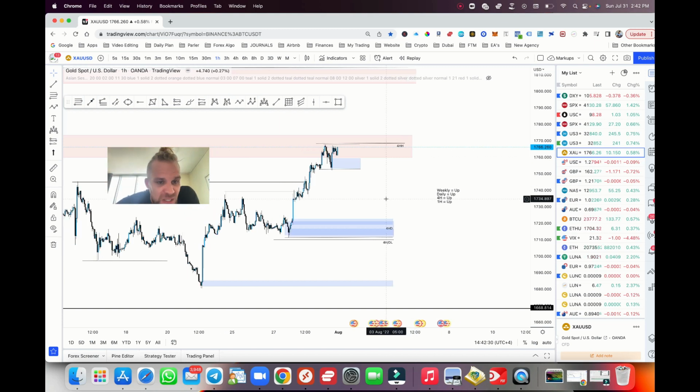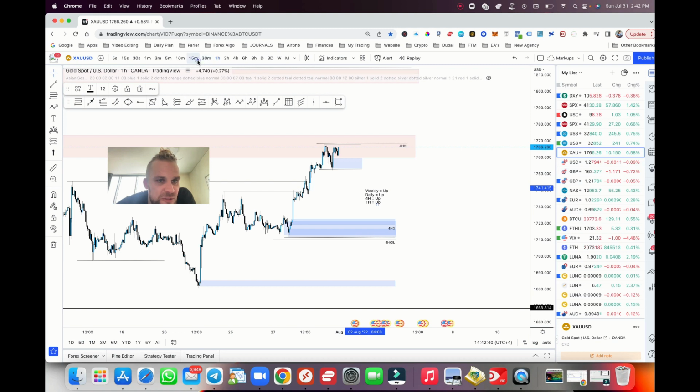But anyway, digressing now. So we're back on the hourly chart, guys. Mark up the zones here. That looks like it's filled in. So yeah, let's go down and let's start looking for some entries.